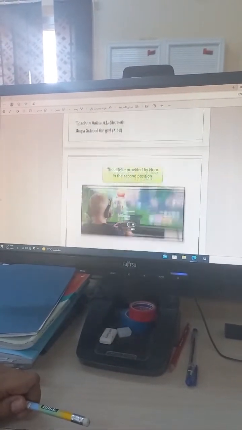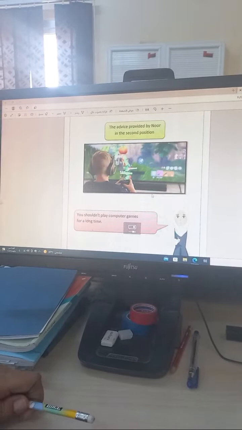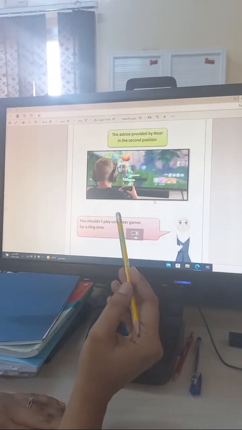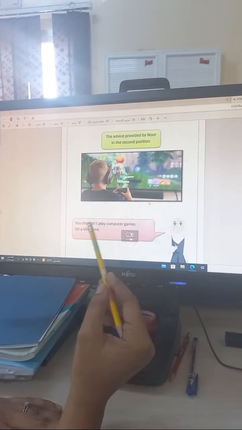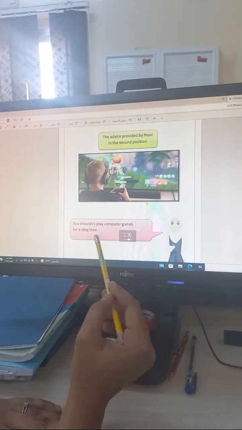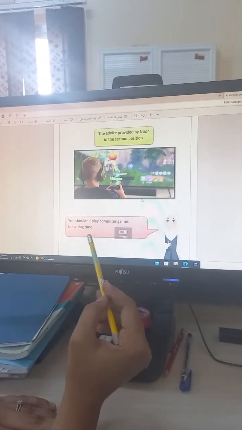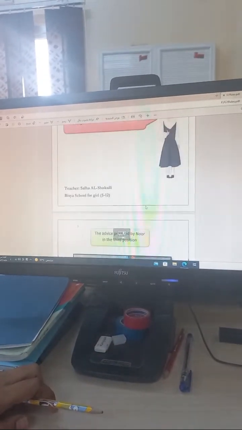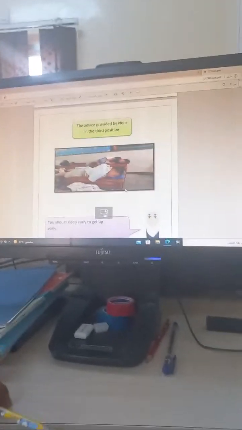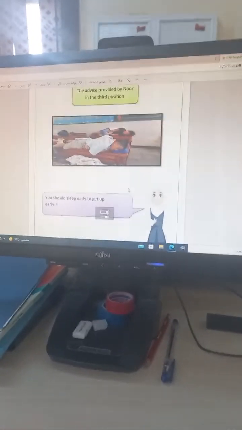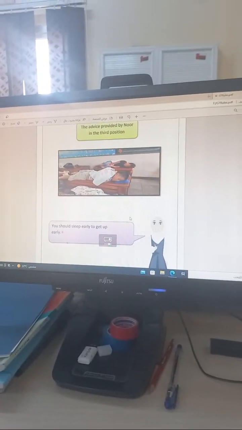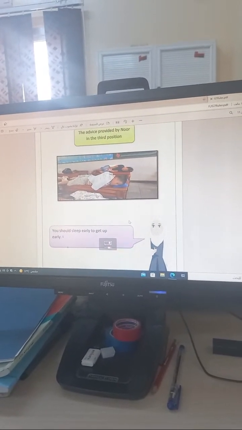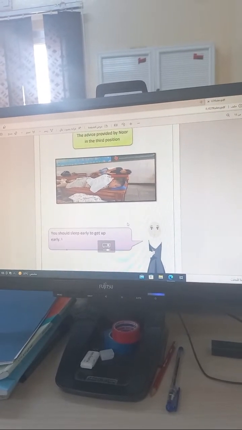Look at the second picture with Amal. She said, or Noor, she said to this boy who is playing computer games, you shouldn't play computer games for a long time. You should read books, for example. In your free time, you should manage your time. And here, look at these students. They are sleeping in class. What is the advice I'm going to give him? Noor said, you should sleep early to get up early.